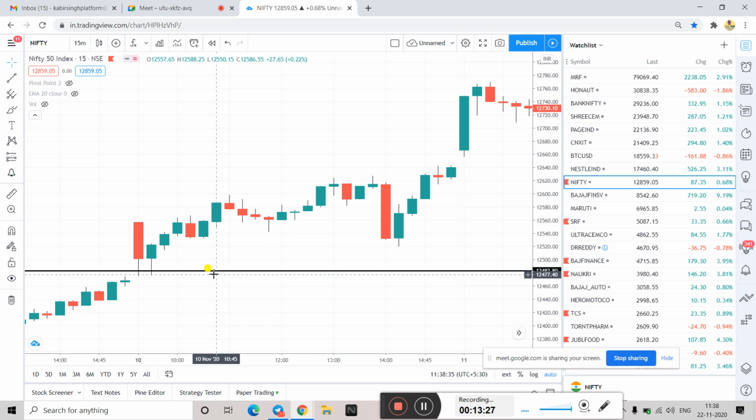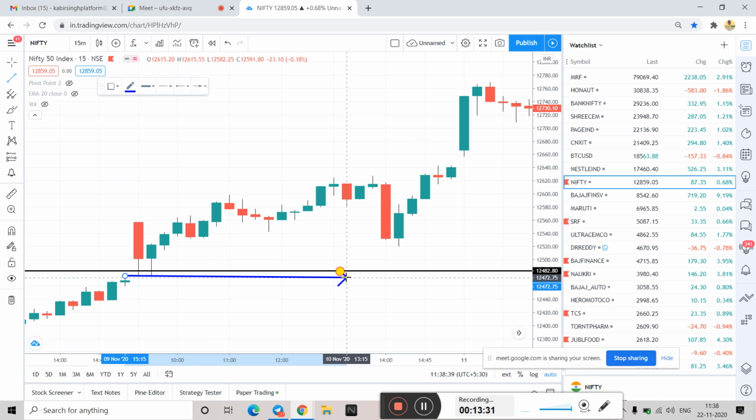I hope I have told you your stop loss. Your stop loss is, if the price has gone above the open range, the lower limit of the range is your stop loss.